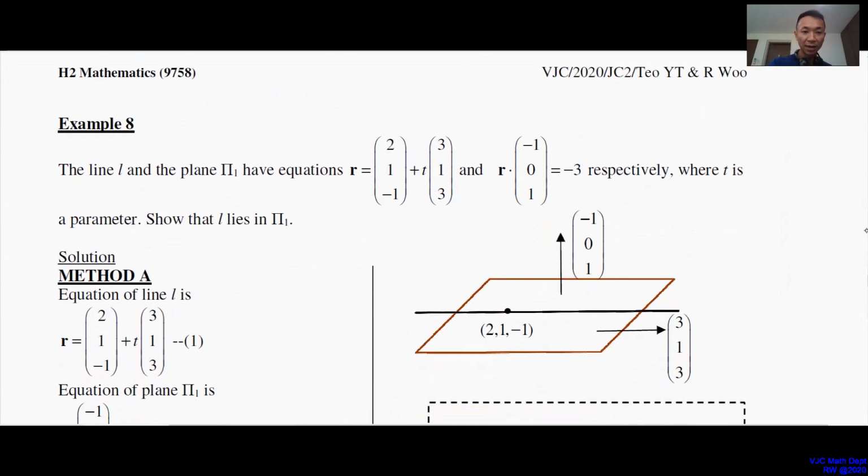Now let's take a look at example 8. Example 8 is the case where, no surprise, they are parallel and yet all the points on the line lie on the plane. That means the line lies in the plane like that, and every single point on the line lies on the plane. So let's see.